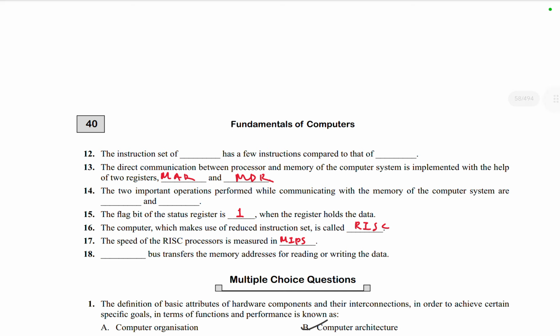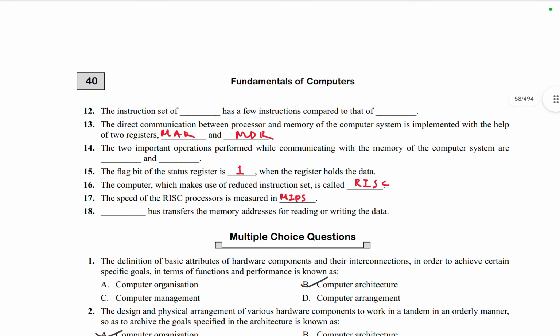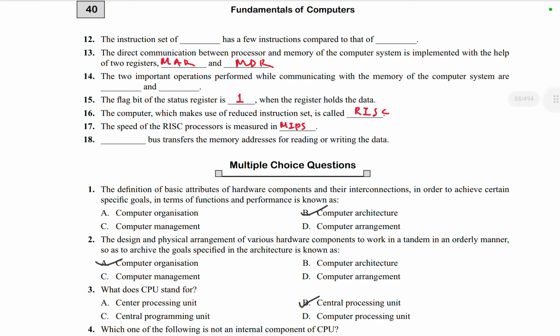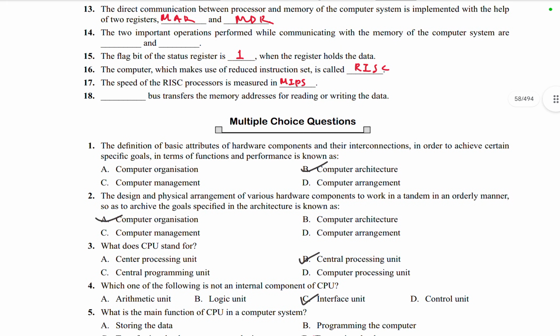Direct communication between processor and memory of computer system is implemented with the help of two registers, MAR and MDR. The flag bit of status register is 1 when the register holds the data. Computer which makes use of reduced instruction set is called RISC. RISC processors are measured in MIPS.